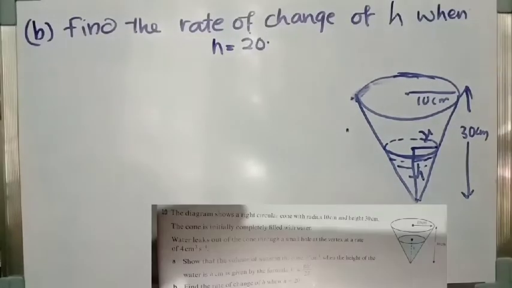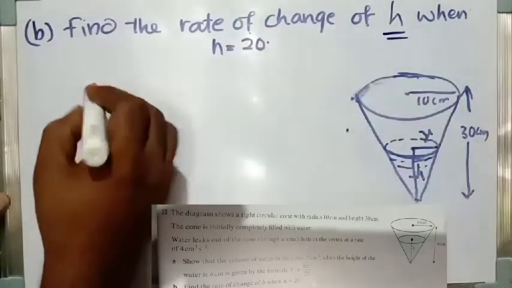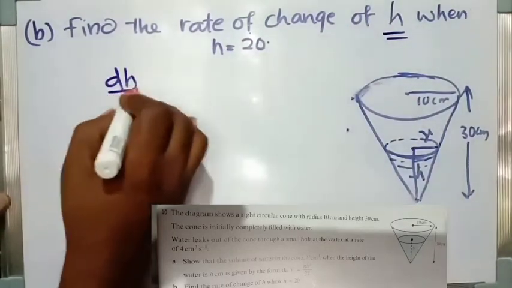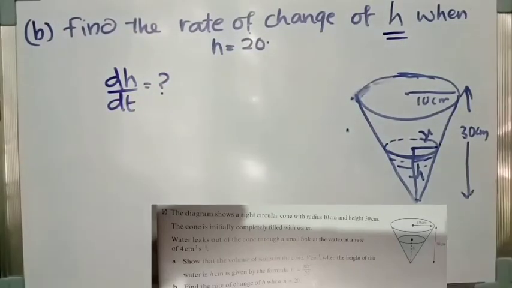The second part of the question is, find the rate of change of h when h is equal to 20. So we want the rate of change of h. What we require is the rate of change of h with respect to time. So we want dh by dt, when h is equal to 20.